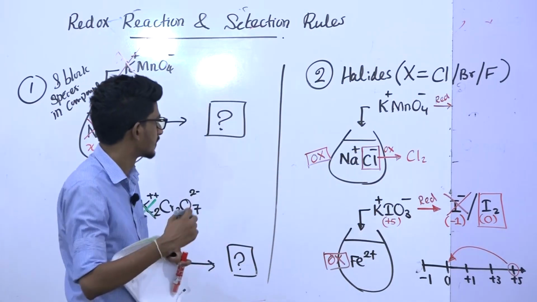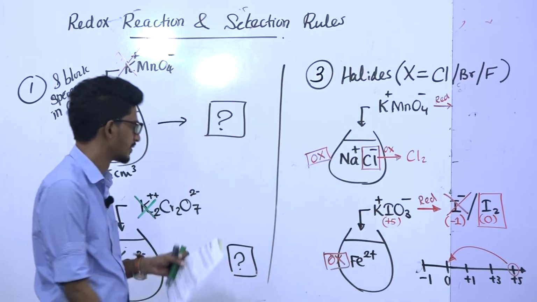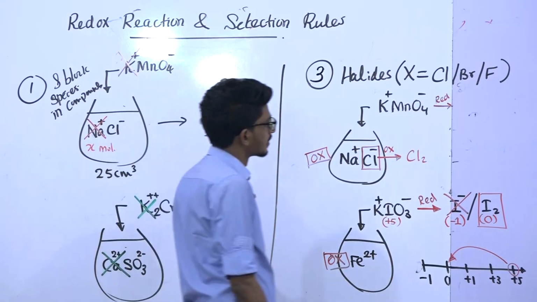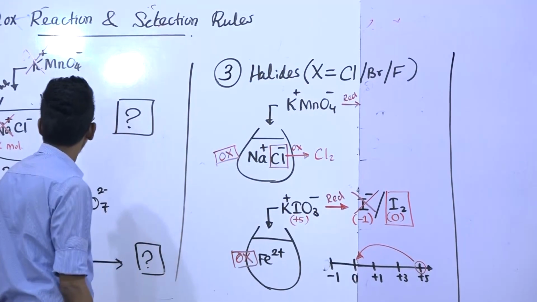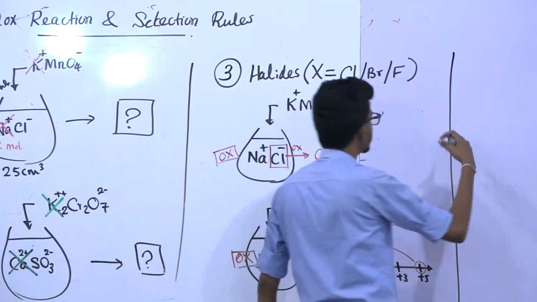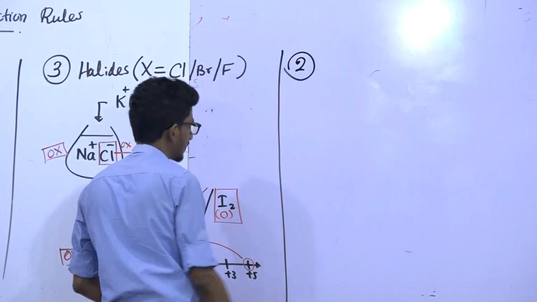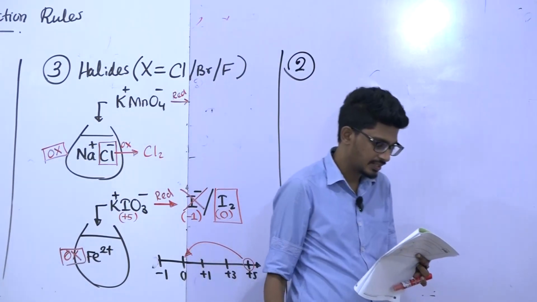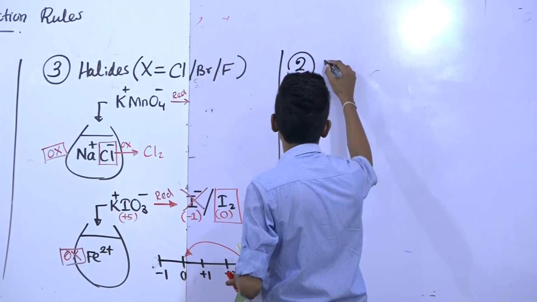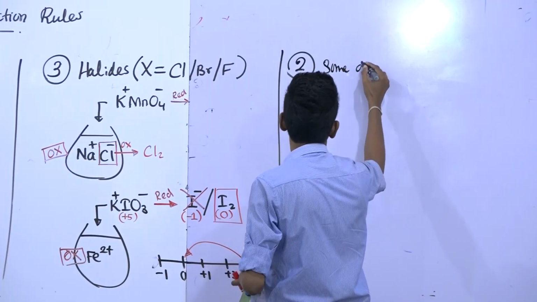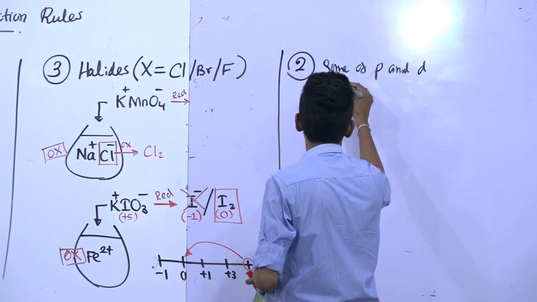So, that was number 3, about the halogens. Actually, with number 2 they have discussed some of the P and D block metals, which are indicated there, right.